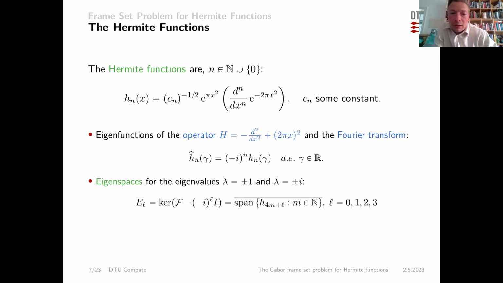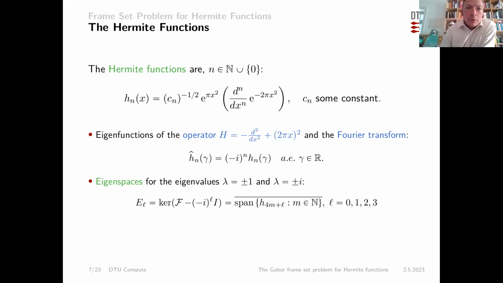Right. So the Gaussian has eigenvalue 1, as you know, and in the same eigenspace sit H4, H8, H12, H16, etc. And when L is equal to 1, we have eigenvalue -1, and there sit the Hermite functions H1 and H5, H9, etc.